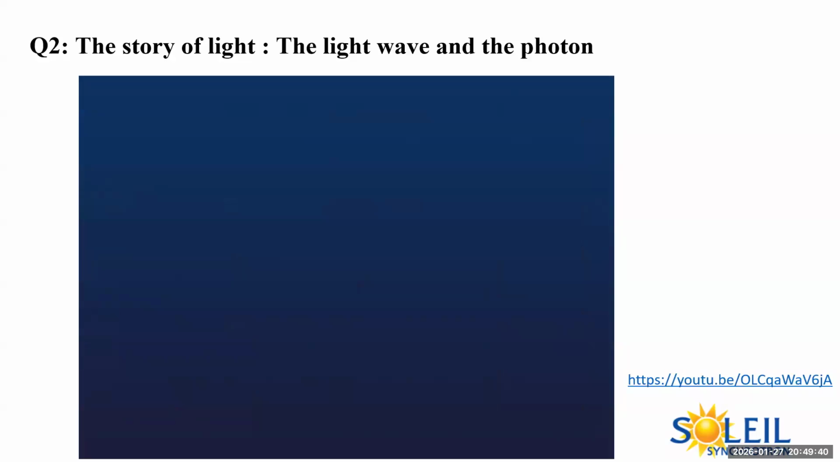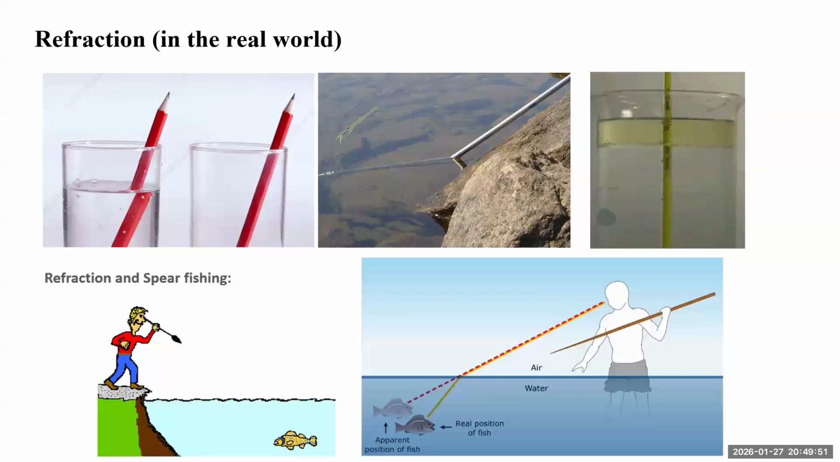Okay, I think this is a really good video for us to know the story about light, and how it travels and penetrates through different media. In fact, we can see that in our real world, refraction and reflection are also causing lots of issues and problems. This is actually due to refraction of light, and even if you plan to spear a fish, don't miss it.